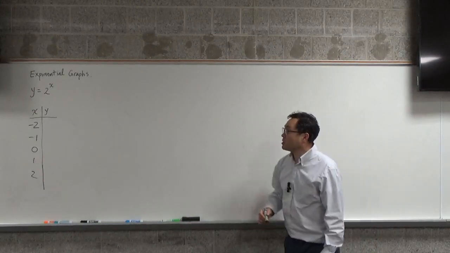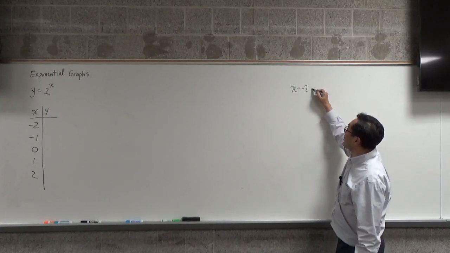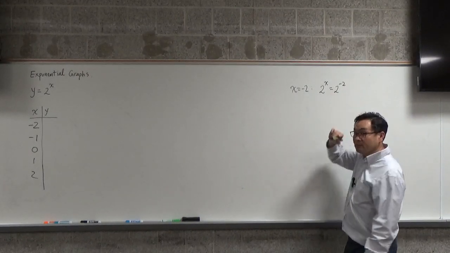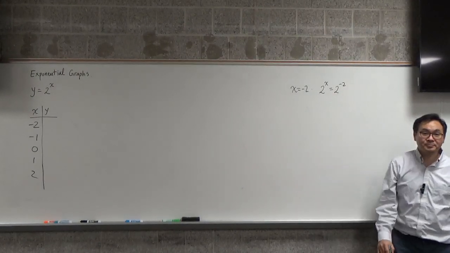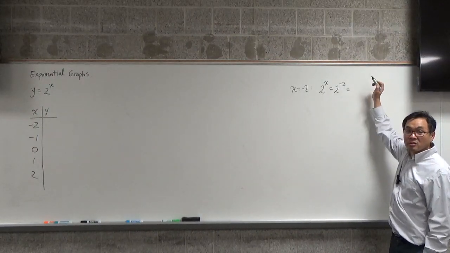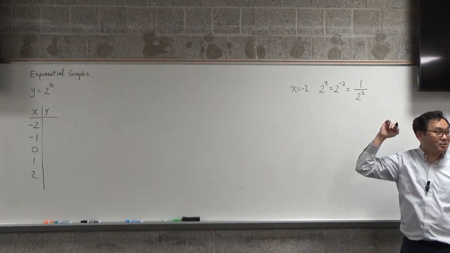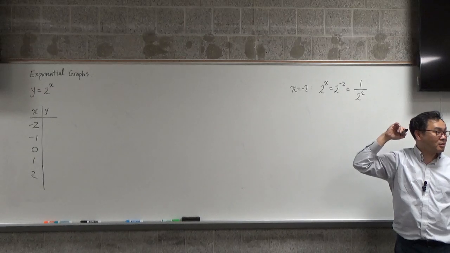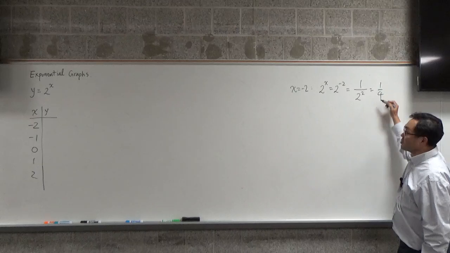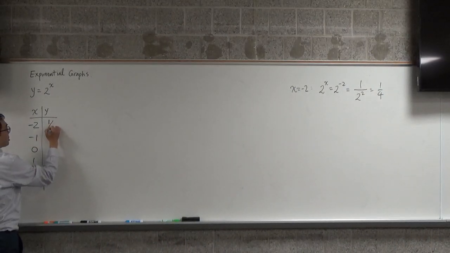Okay. So let's start with x being -2. In this case, 2 to the x means 2 to the -2, right? Okay, what do we do about this negative power? What do you do? Yeah, you send it to the basement, right? Okay. What is that? 1 over 4. That's 1 over 4, right? So now you have y value as 1/4.